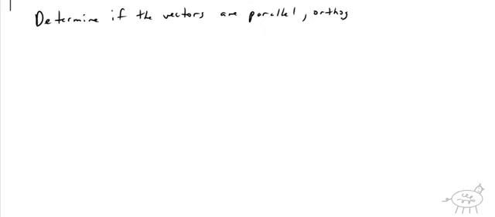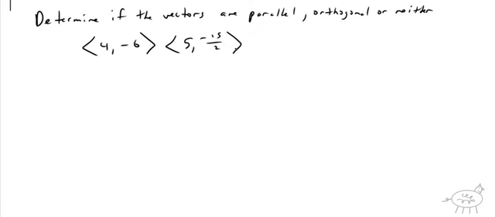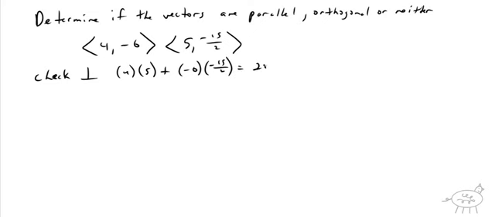Okay, so the next thing I want to talk about is I want you to determine if the vectors are parallel, orthogonal, or neither. Of course, orthogonal being perpendicular. So here's the example. If you're given 4, negative 6 and 5, negative 15 halves. The first thing I'm going to do is check if it's perpendicular, so you just do the dot product. That's 4 times 5 plus negative 6 times negative 15 halves. I can see right away it's not. It's 20 plus 45, which is 65, which is not equal to 0, so it's not orthogonal.